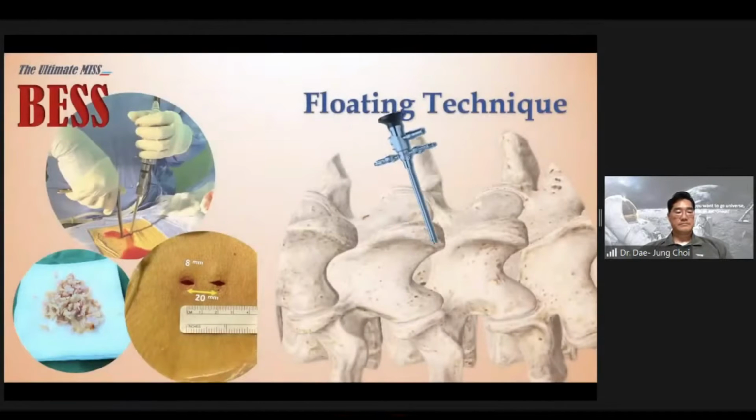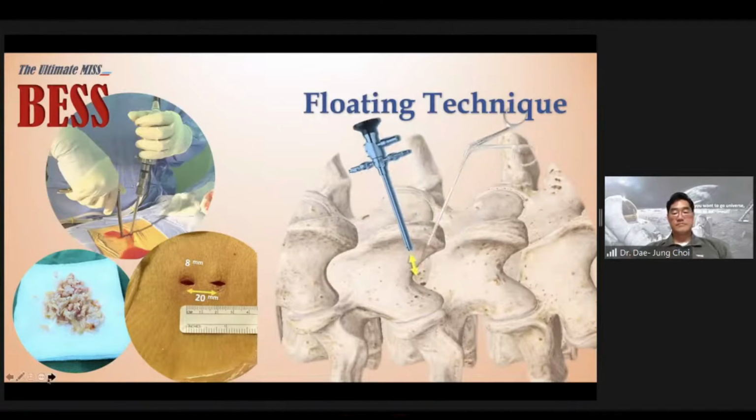BESS uses the floating technique and keeps the scope a certain distance apart from the target structures. We can move the scope freely and see the panoramic view just as in open surgery. But through the floating interval, bleeding comes to our eyes first, so bleeding control and making the surgical field clear are the key tricks in BESS.